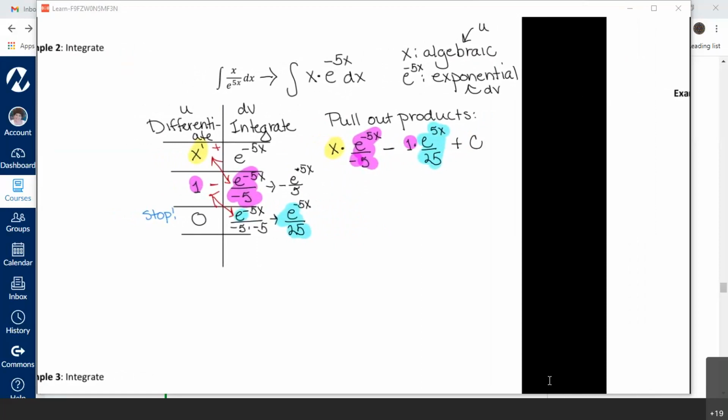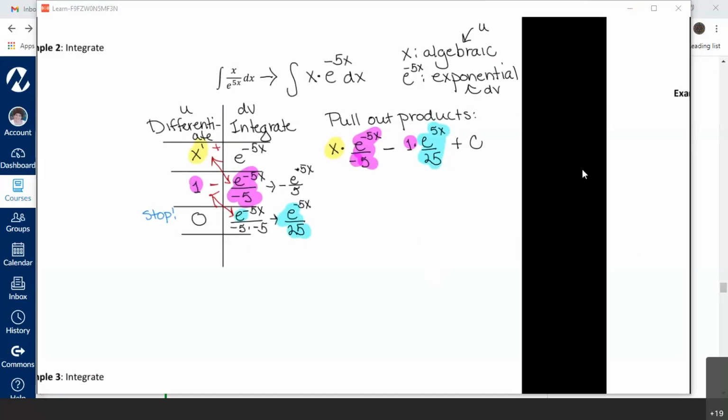Questions so far? How are we doing? None from you? Okay, good. Anybody else? Questions? You can see, again, as long as you can reliably do the differentiation and the integration, this is super easy.